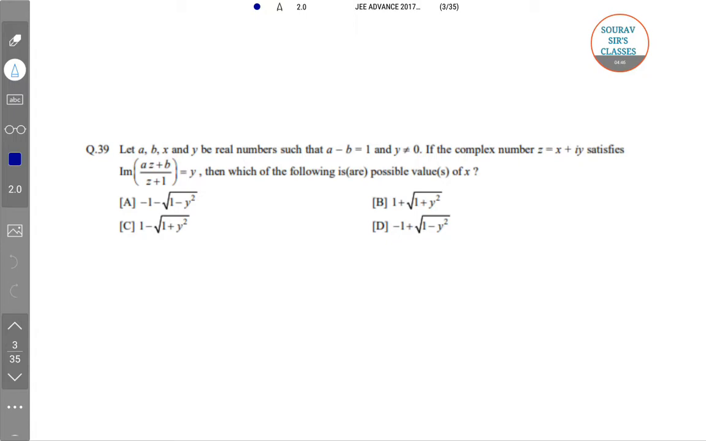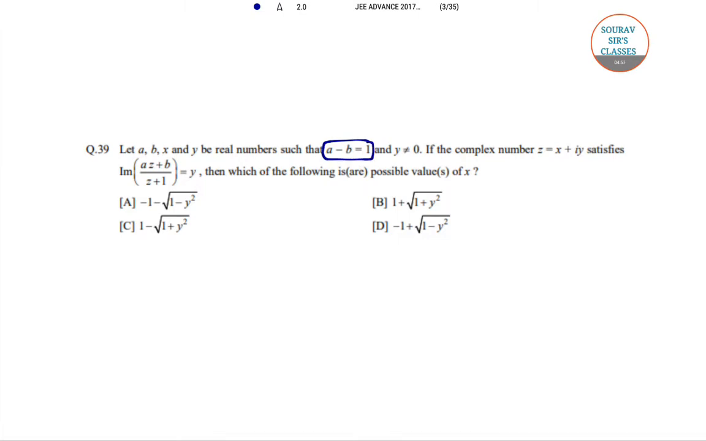This time they have said let a, b, x and y be real numbers such that a minus b equal to 1 and y not equal to 0, and the complex number z equal to x plus iy satisfies this structure. Then which of the following are possible? So multiple options can be correct.